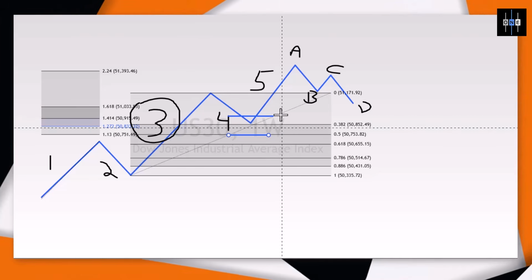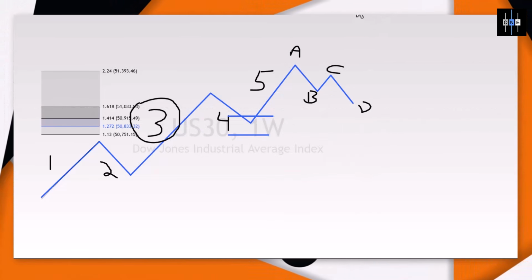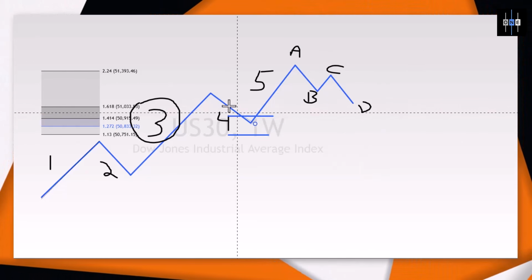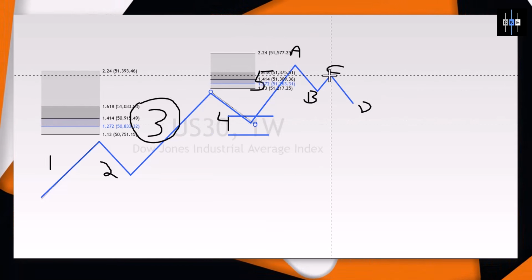And then finally, the end of our fifth wave up here should end at a 161.8% Fibonacci extension of wave 4. So inverting our Fibonacci from swing low to swing high backwards right here and looking for that 161.8%.